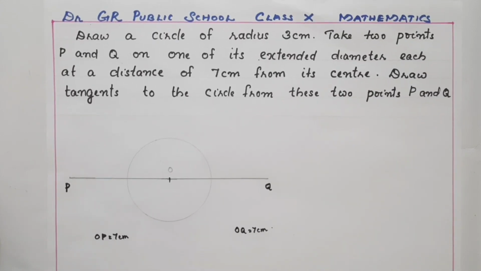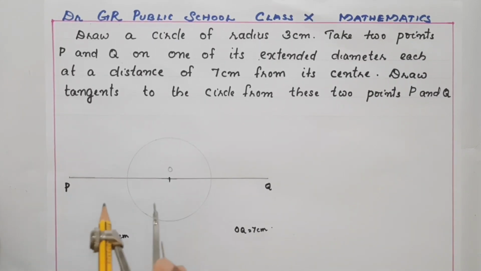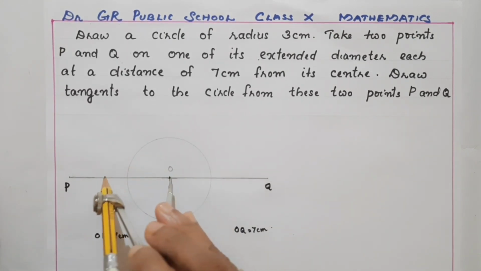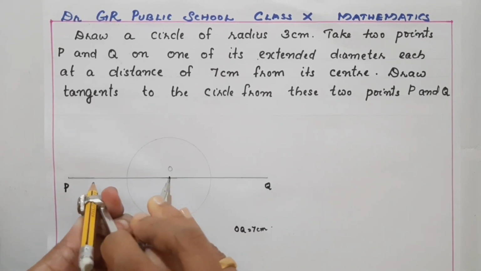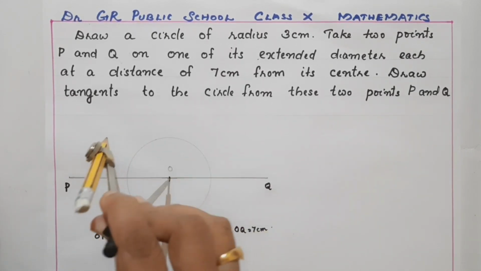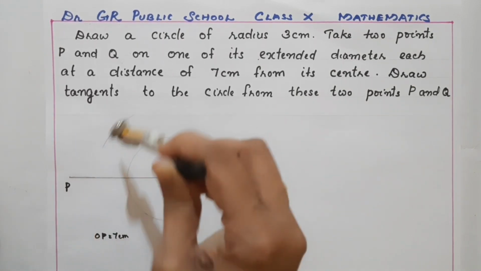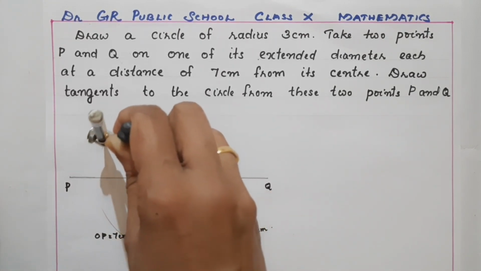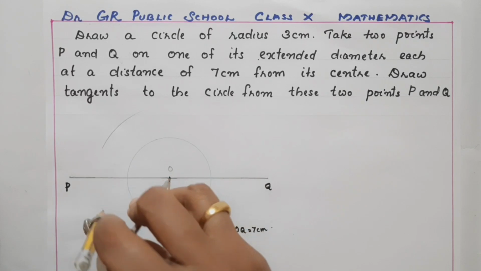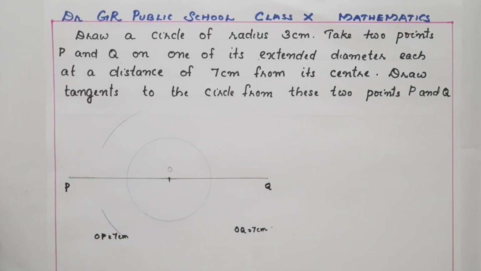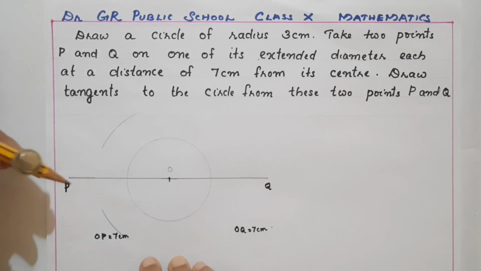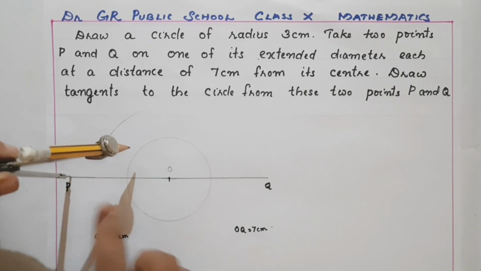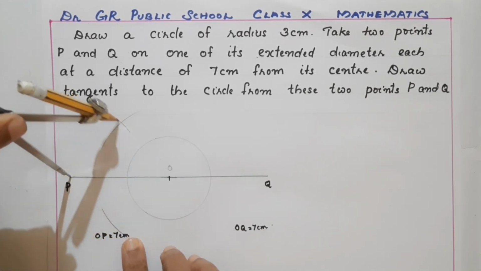So now I am going to draw the perpendicular bisector of OP. For that we have to fix the compass at O and take more than half of this OP, length of OP. Then here one arc and here another arc. One is here and another is here. Then with the same radius we have to draw another pair of arcs from P.